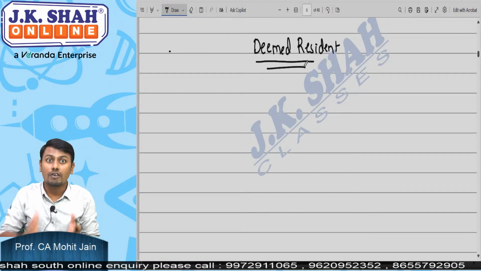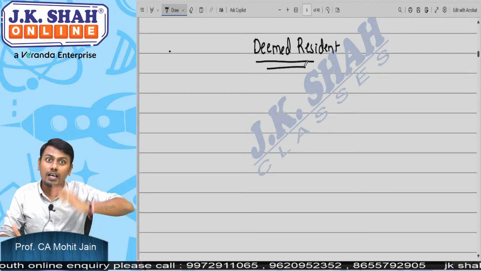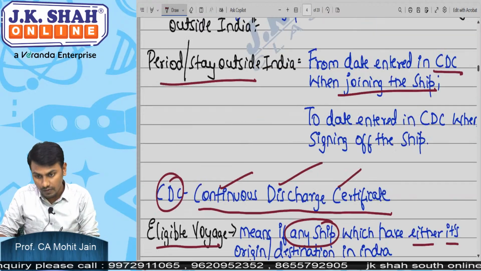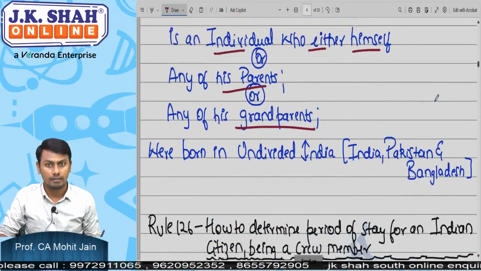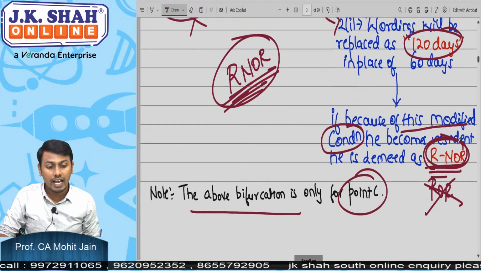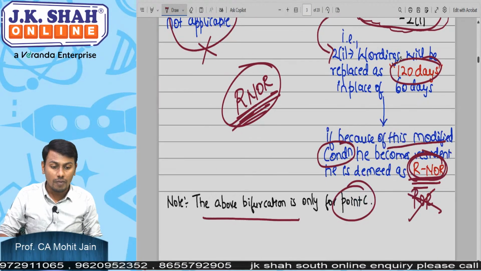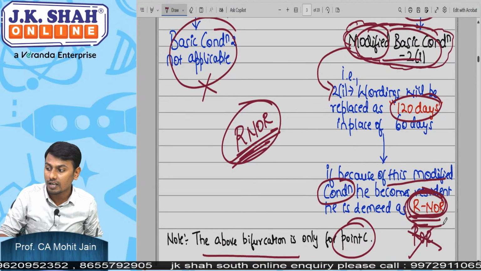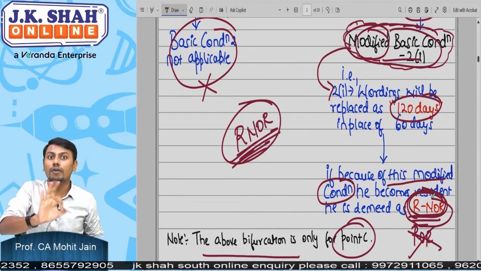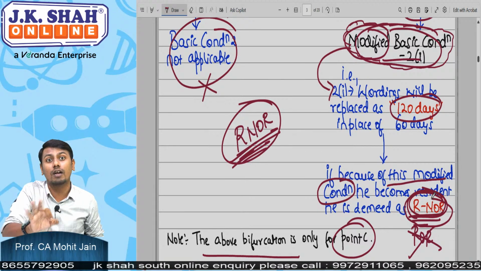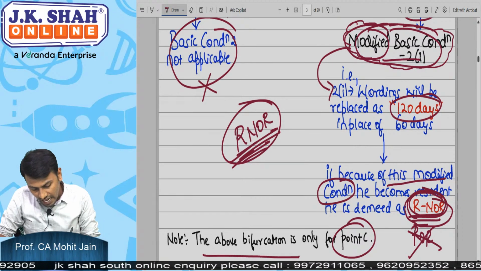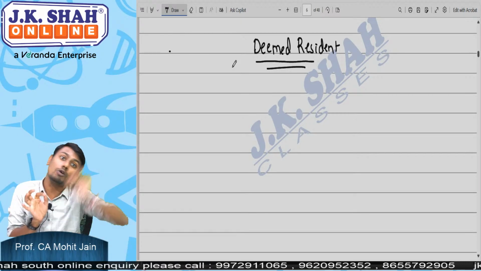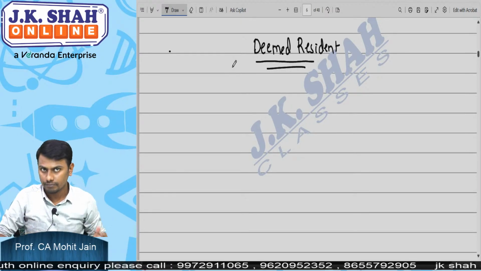See, this provision only half I can explain today. The other half I will explain when I do scope of total income. If you remember, there was one more point I had not explained properly. If you become a resident because of modified basic condition, then directly such residents are called RNOR. Till now I have not given the proper explanation on why they are directly called RNOR. Same way, I will explain the concept of deemed resident. But here also there is one concept I will explain when I do scope of total income. That time you will get a clear picture.